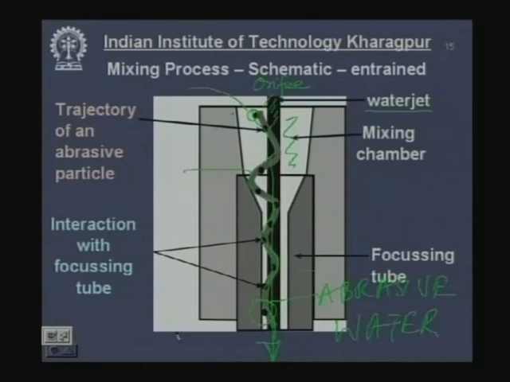So, it depends on what should be the length of the focusing tube. Typically 75 millimeter to 85 millimeter length of the focusing tube is used. Already I have said this is the inner diameter of the focusing tube, which is 0.8 to 2.4 millimeter. It is chosen depending on what kind of application you are using. So, this slide briefly describes the mixing process.